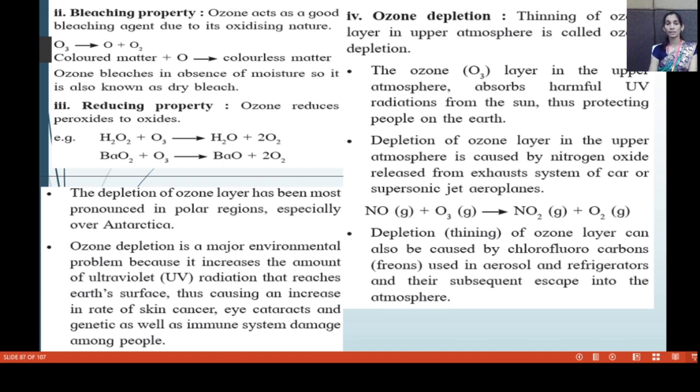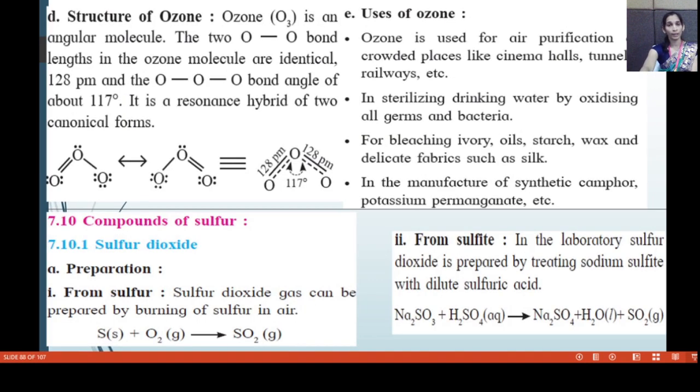Ozone depletion is a major environmental problem because it increases the amount of ultraviolet radiation that reaches Earth's surface, thus causing an increase in the rate of skin cancer, eye cataract, and genetic as well as immune system damage among people. These are the harmful effects of ozone depletion.